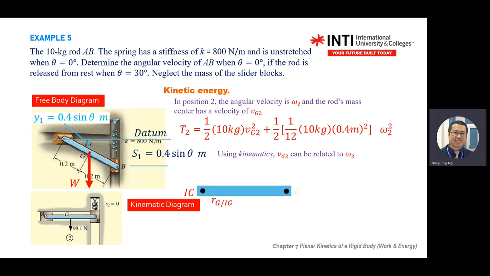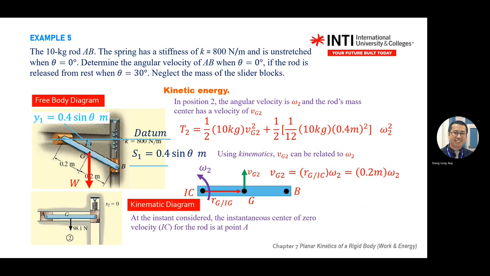And then for the kinematic diagram, you can use the IC point. If you use AB, you draw the IC point for point A. At the center of gravity, or center of mass, your VG is moving up in this direction, because the rod is rotating in circular motion. Tangent velocity is always tangent to the curve, so it goes up. This is the R that you want. So your VG2 equals omega 2 times R.